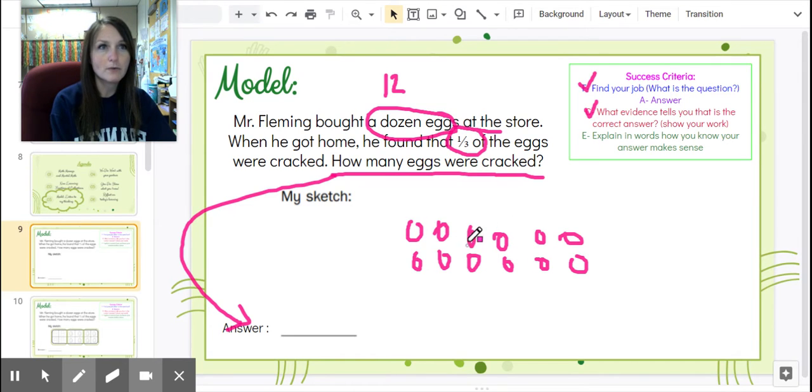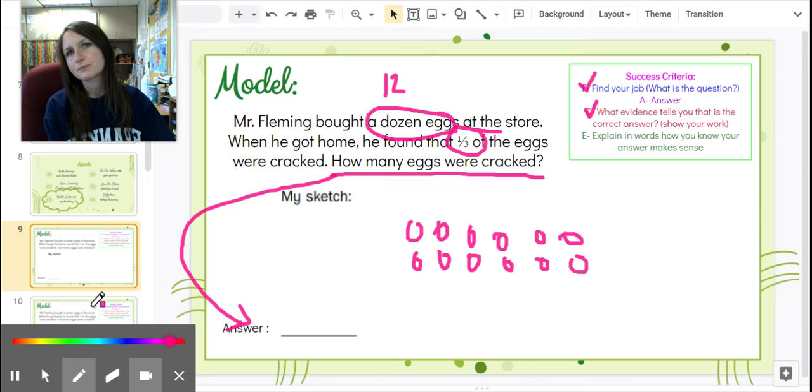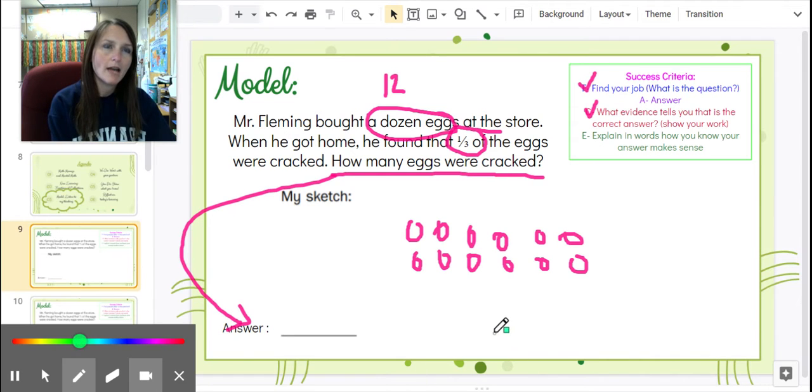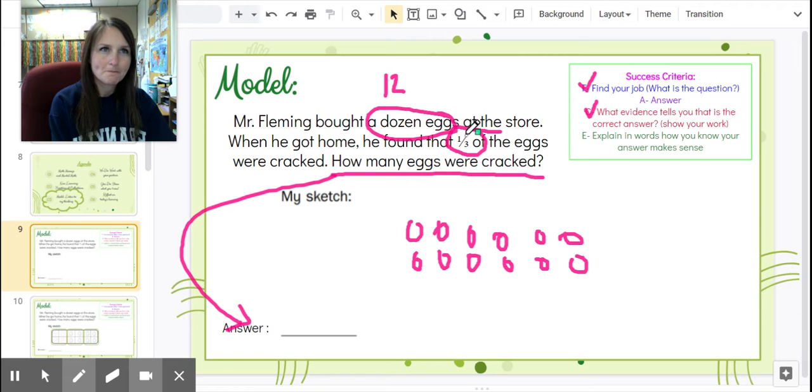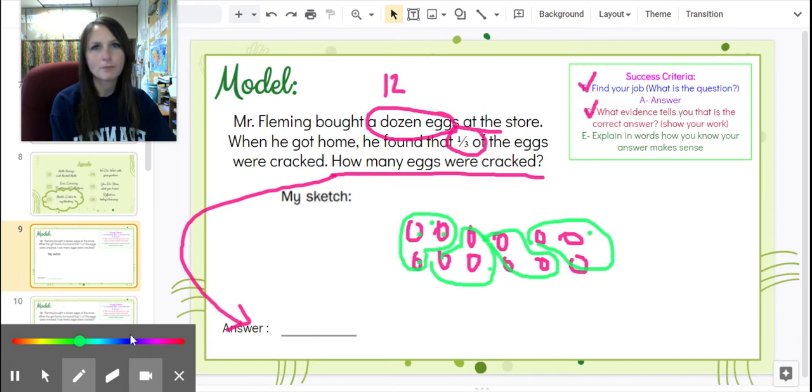So we have 1, 2, 3, 4, 5, 6, 7, 8, 9, 10, 11, 12. And it says 1/3 of the eggs are cracked. So I'm going to use a different color. How would I show that 1/3? It doesn't mean that 3 of them are cracked. I could try it: 1, 2, 3. Now, could I make groups of 3? Would that make sense? 1, 2, 3, 1, 2, 3, 1, 2, 3, and 1, 2, 3. Or do I have thirds? No, I have 4 groups now.